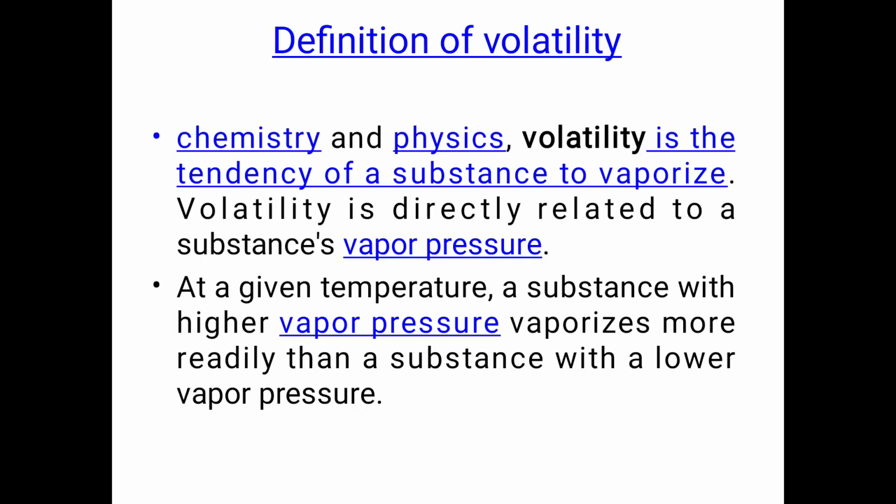And next we move to volatility. In chemistry and physics, volatility is the tendency of a substance to vaporize. Generally, volatility means the tendency of a substance to vaporize. The volatility is directly related to a substance's vapor pressure. At a given temperature, a substance with higher vapor pressure vaporizes more readily than a substance with lower vapor pressure.